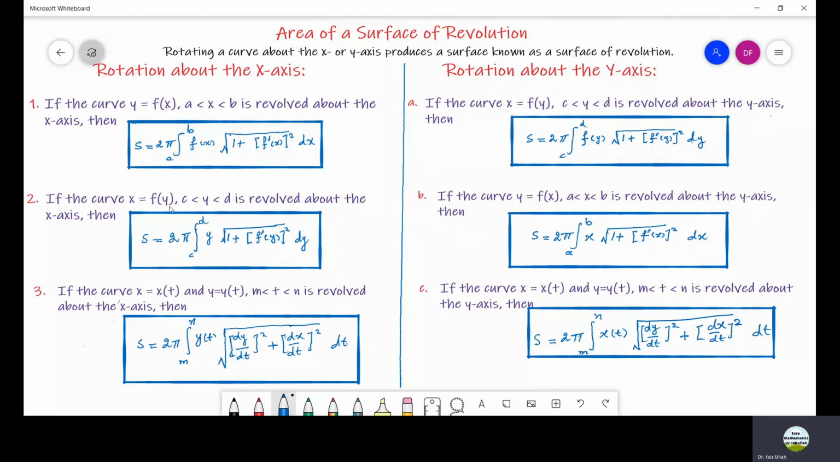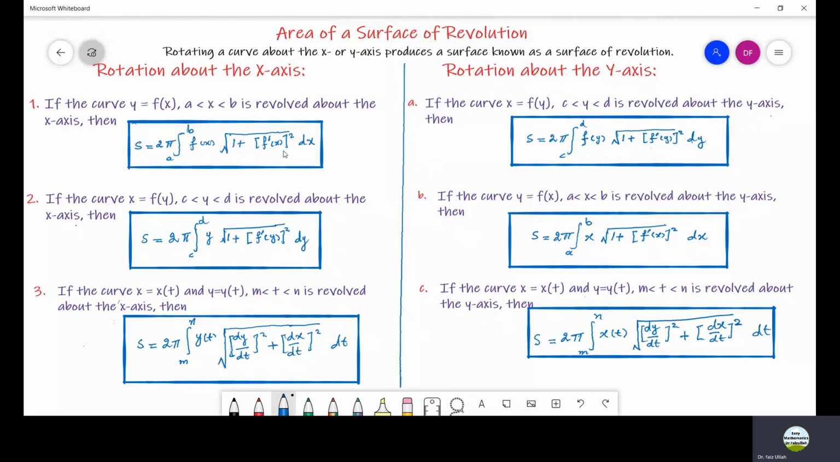Now, compare B with 2. In 2, we are rotating about the x-axis, so we use y here, and in B, we are rotating about the y-axis, so we use x here. Now, the third case of rotation about the y-axis is that we are given parametric equations, but we are rotating about the y-axis, so we use this formula. This formula is very similar to that of 3, but in 3 we are rotating about the x-axis, so we use y up to here. And in C, we are rotating about the y-axis, so we use x up to here.